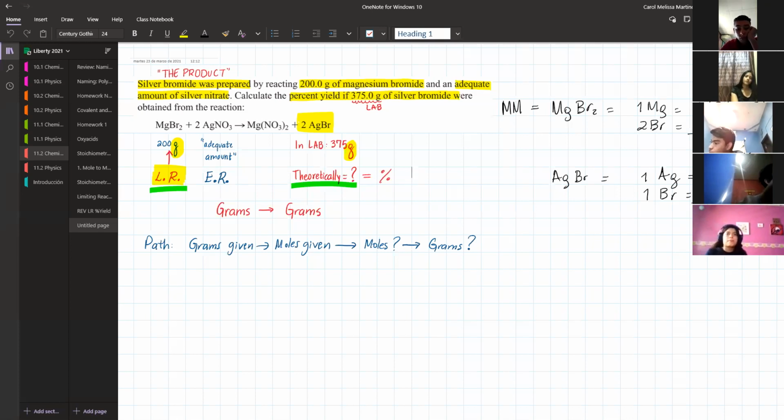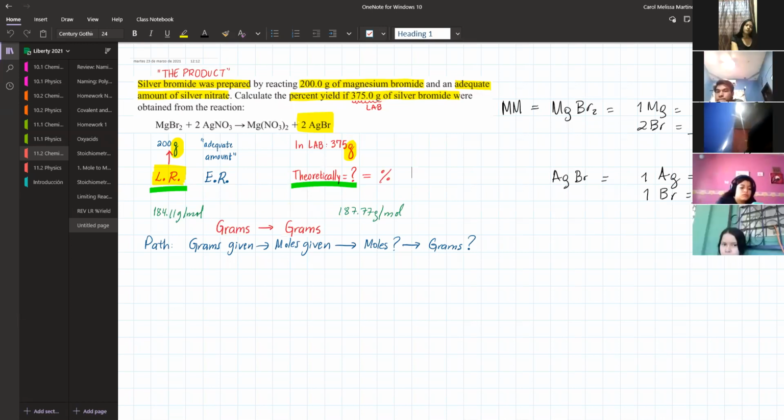Always make sure that your answers are correct. So just write the data that you know. This is 184.11 grams per mole, and this is 187.77 grams per mole. Okay, now I do my process.